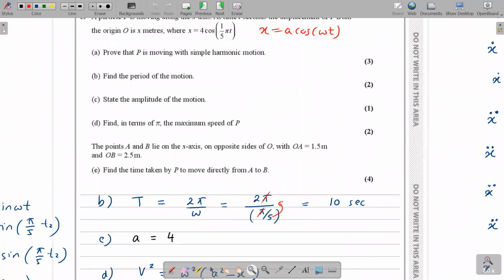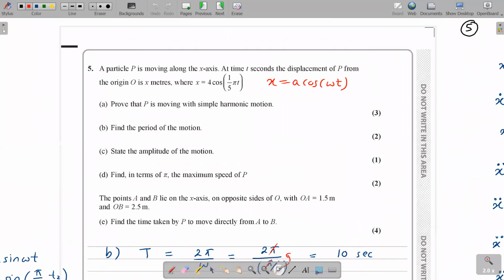Okay, guys. So we'll move on to question number 5 now. A particle P is moving along the x-axis. At time t seconds, the displacement of P from the origin O is x meters, where x equals 4 cos 1 over 5 pi t. Okay. So prove that P is moving with simple harmonic motion.